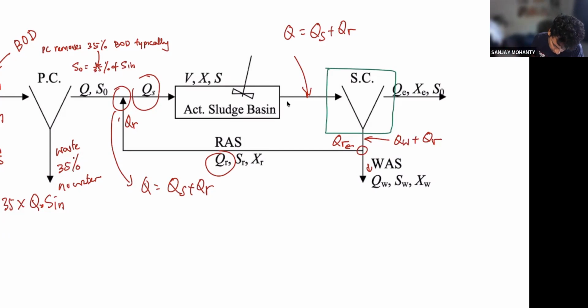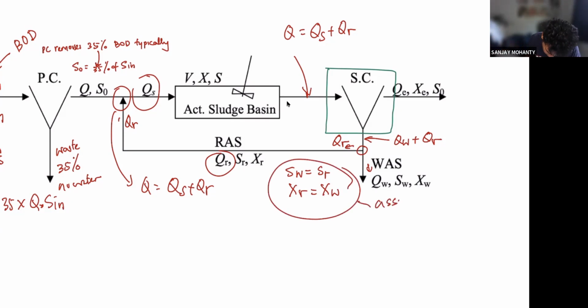So what you can say is SW is going to be the same as SR, and QW is going to be QR. Oh no, I'm sorry, not Q, the concentration. So that's the BOD concentrations. XR is going to be XW. Because basically imagine one pipe is coming in, and you're just splitting into two pipes. So this is the assumption. The flow rate is a fact.